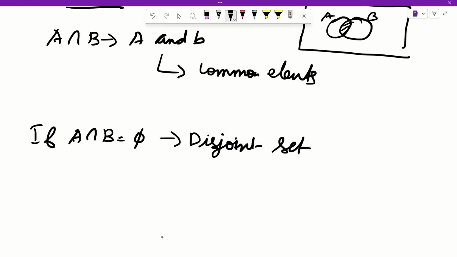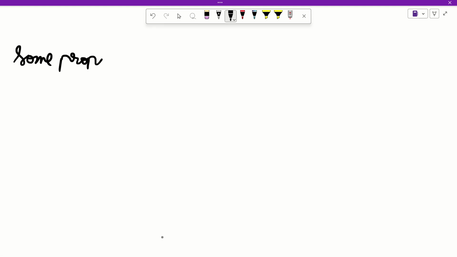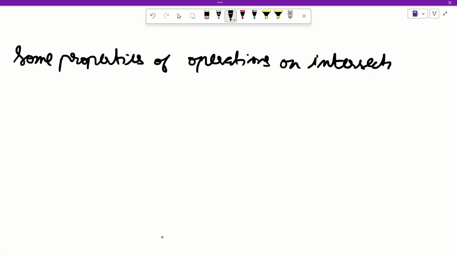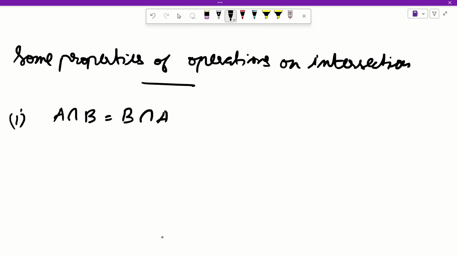Okay, now we need to know some properties of operations on intersection. First one, A intersection B is equal to B intersection A. Okay, this is called the commutative law.